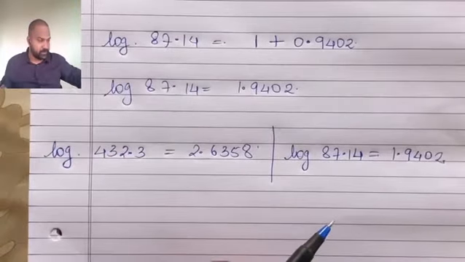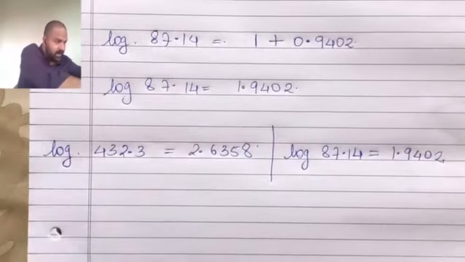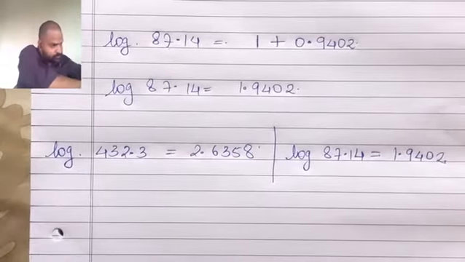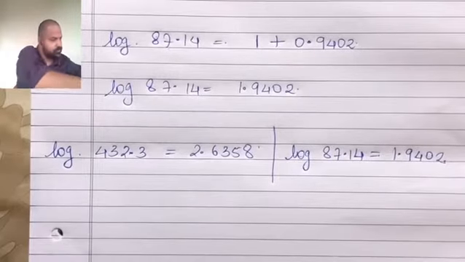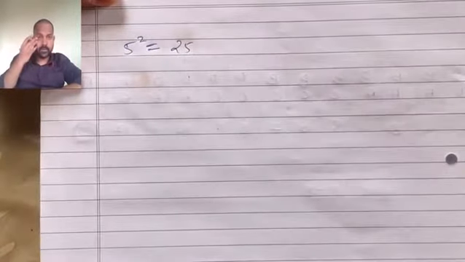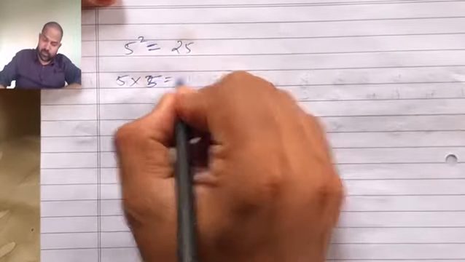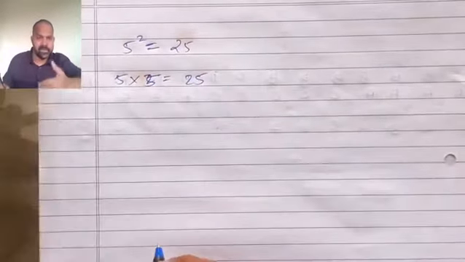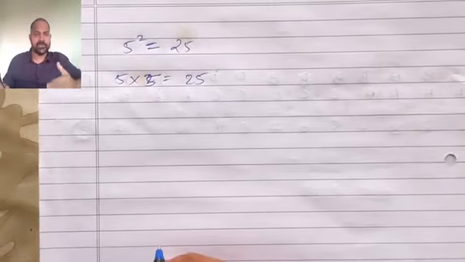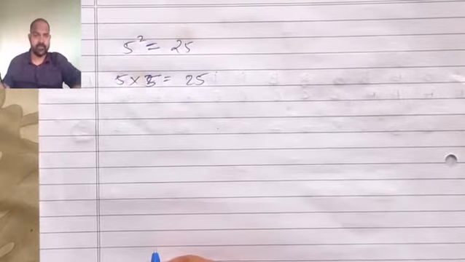I'll give you an example. When you say that 5 square is 25, what do you mean? What you mean is when 5 is multiplied 2 times, you get 25. There is a logic, no? And the logic is 5 square is 25 means 5 is multiplied 2 times. Am I right?